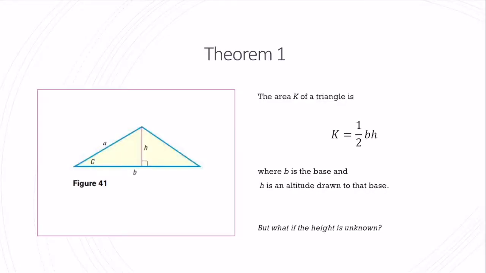So the area of a triangle is 1/2 base times height, right? Where b is the base and h is the altitude drawn to that base by a vertical line such that it creates a 90-degree angle. We probably learned this back in like middle school, if not elementary school, right? My question is, but what do we do if the height is unknown?